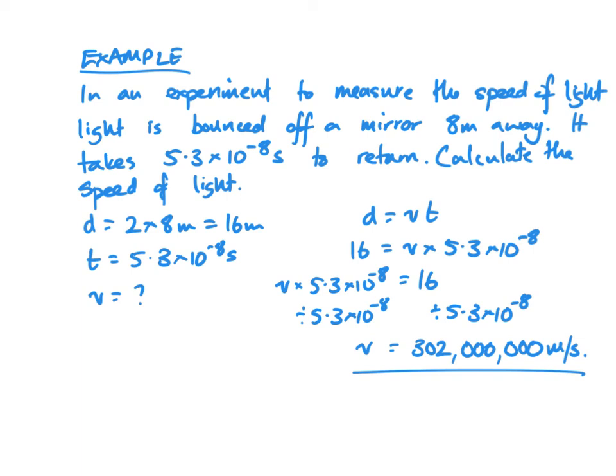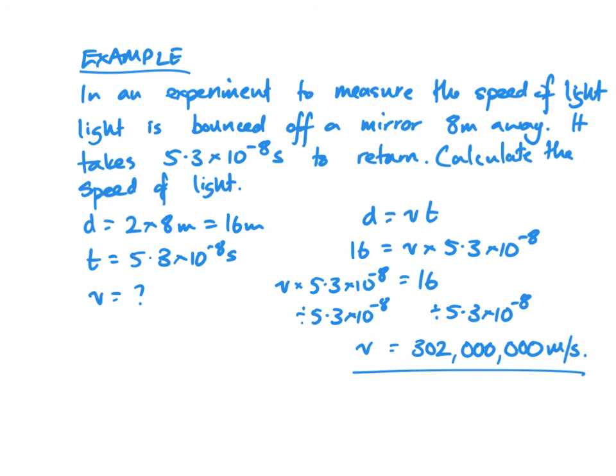I then want to swap the sides. So take the left-hand side and move it to the right. Take the right-hand side and move it to the left. So that v that I'm trying to work out is on the left-hand side. Then I need to get v on its own. So I need to get rid of this times 5.3 times 10 to the minus 8. And I cancel that out by dividing by the same value. But whatever I do to one side of a formula, I must do to the other. So I have to divide the other side by that same value.